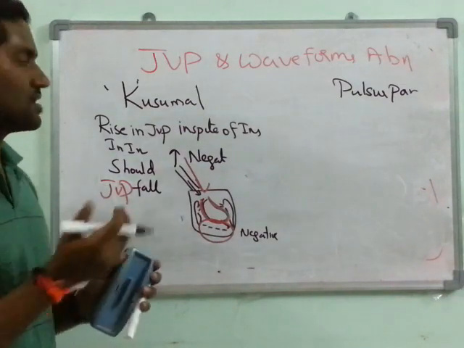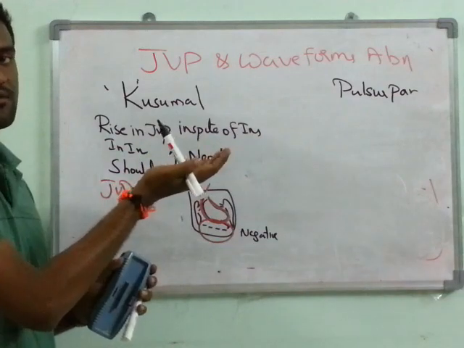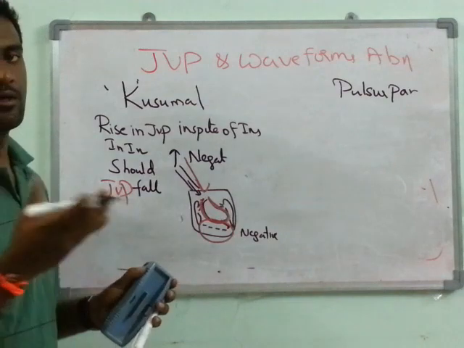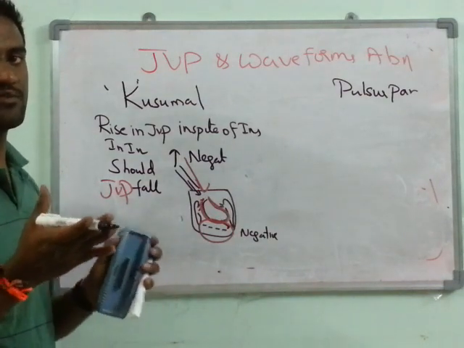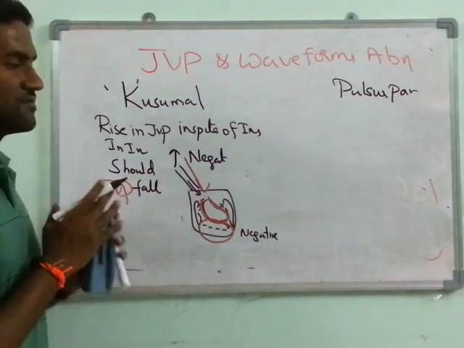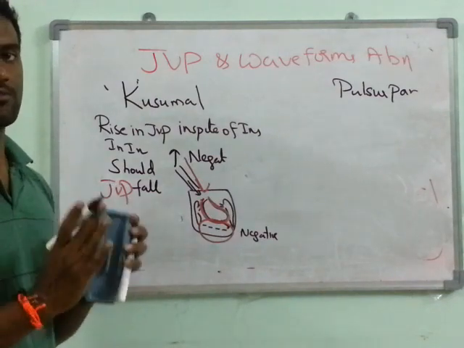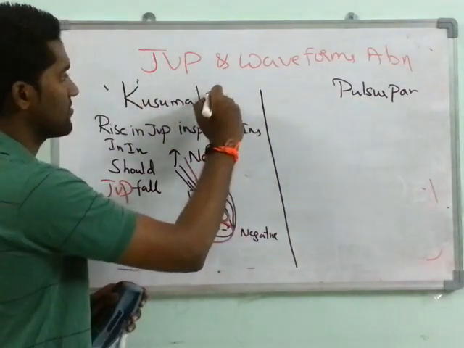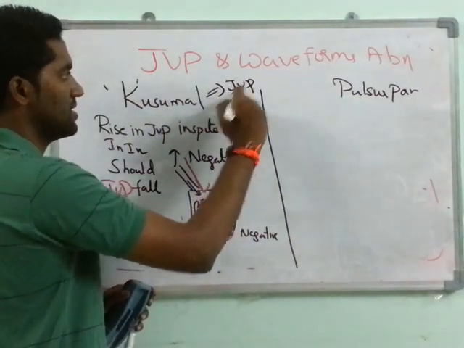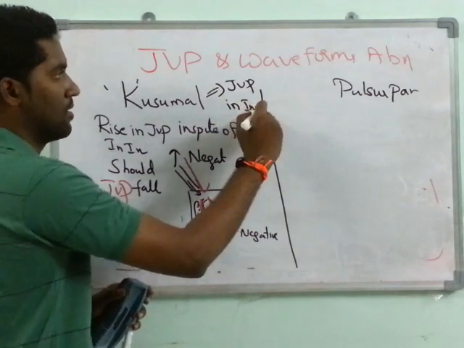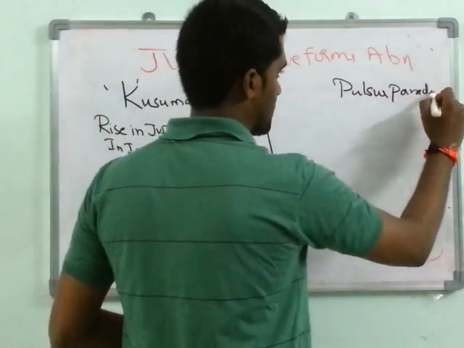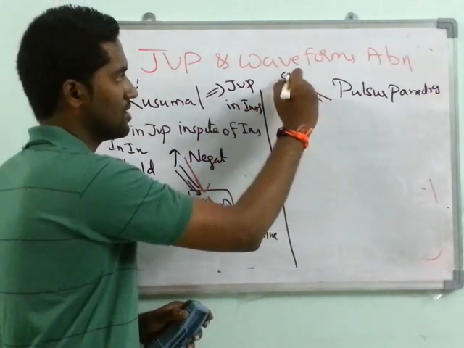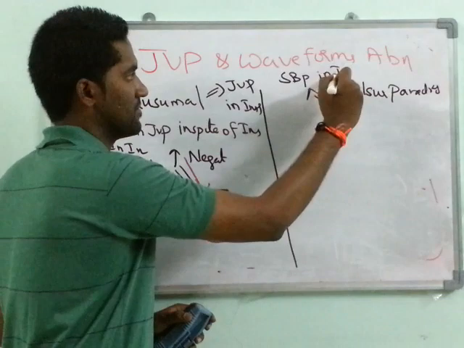So Kussmaul sign is nothing but rise in JVP in spite of inspiration. Usually, the physiology is that during inspiration the JVP should fall. But in constrictive pericarditis, where there is more resistance to ventricular filling, the JVP will not fall; it will remain the same or it will be increased. So here Kussmaul sign is related to JVP in inspiration. Pulsus paradoxus is related to systolic BP in inspiration.